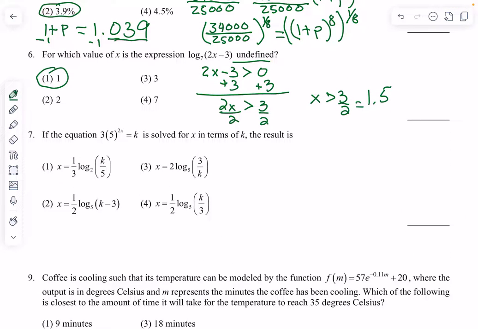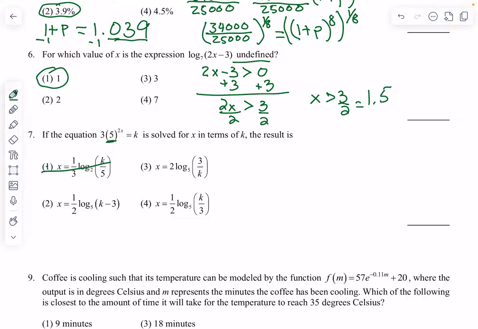All right. If the equation 3 times 5 raised to the 2x power is equal to k is solved for x in terms of k, the result is, now, this 5 is the base, right? So we're going to deal with base 5. We're going to exclude that one. All right, so how do we take the base, right?